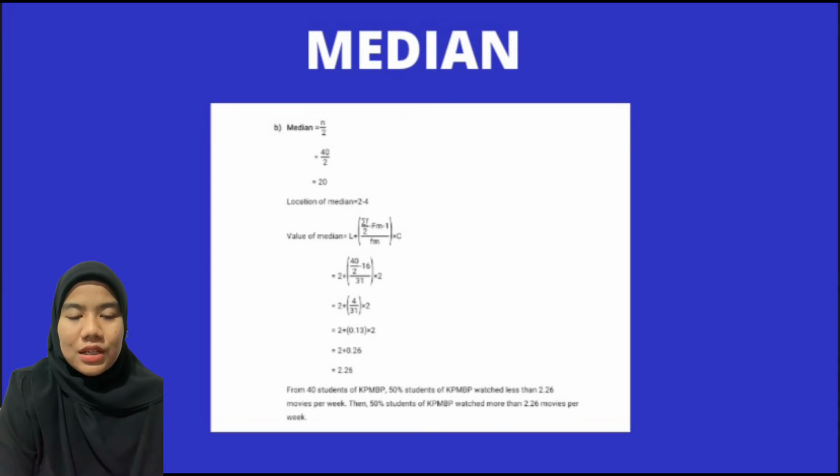Next, for median, use the formula: lower boundary plus open bracket, total frequency divided by 2 minus cumulative frequency of the class before the median class, divided by frequency of median class, close the bracket, multiplied by class width. Enter the value 2 plus open bracket 40 divided by 2 minus 16, divided by 31, close the bracket, multiplied by 2, equals 2 plus 0.26, and the answer is 2.26.